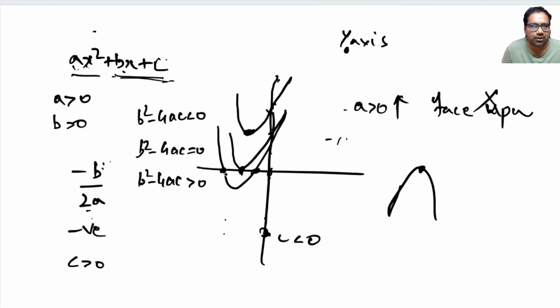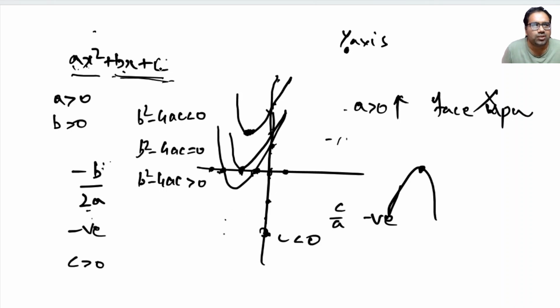That means the product of both negative numbers is a positive number. Product of roots is what? C by A, right? C by A should be positive. The product of this number and this number, both are negative numbers. That's why C by A is actually positive. But if the graph was something like this, that means one root is positive, one root is negative, and C will be negative. So C by A will be negative, which is what this is about, right? One root is positive, one root is negative, so the product is actually negative. So this is not possible.